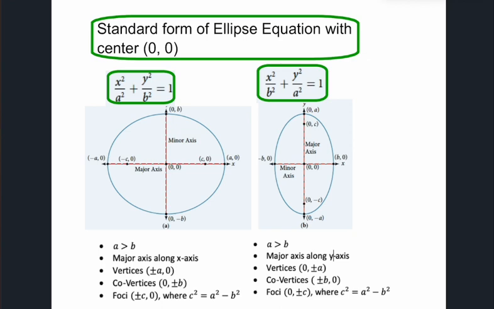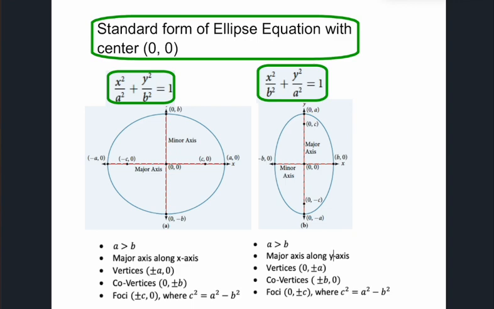If the larger number is under the x, and here we're assuming that a is the larger number, then the x-axis is our major axis, so it will be an egg shape laying on its side. If the larger number is under the y, then it is going to look like an egg that is standing up on its tip. That's the main difference between these two.